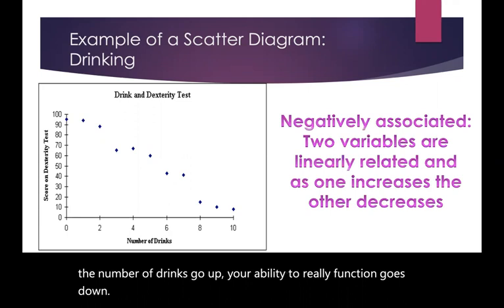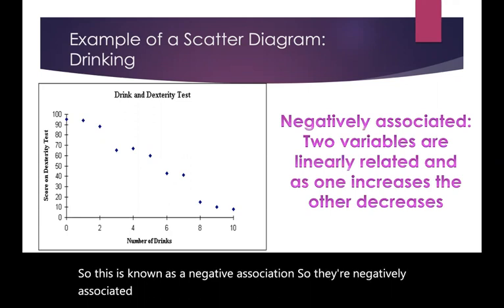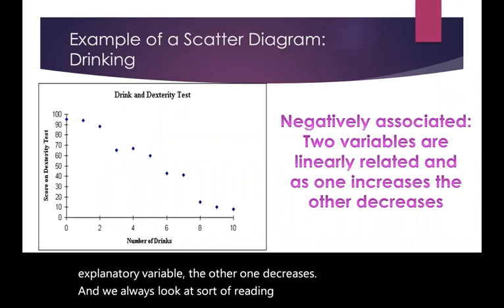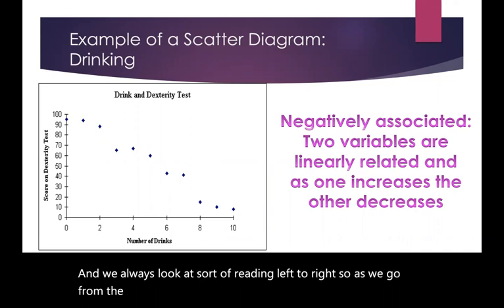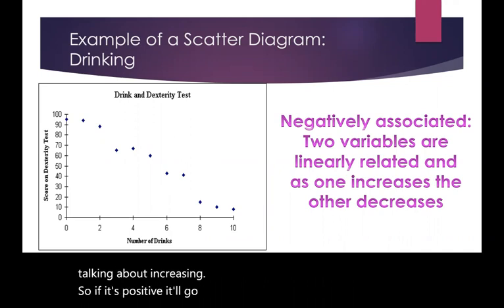This is known as a negative association. They're negatively associated when, as we increase the explanatory variable, the other one decreases. We always look at it reading left to right. So as we go from the left side of the horizontal to the right side, we're always talking about increasing. If it's positive, it'll go up. If it's negative, it'll go down as we read.